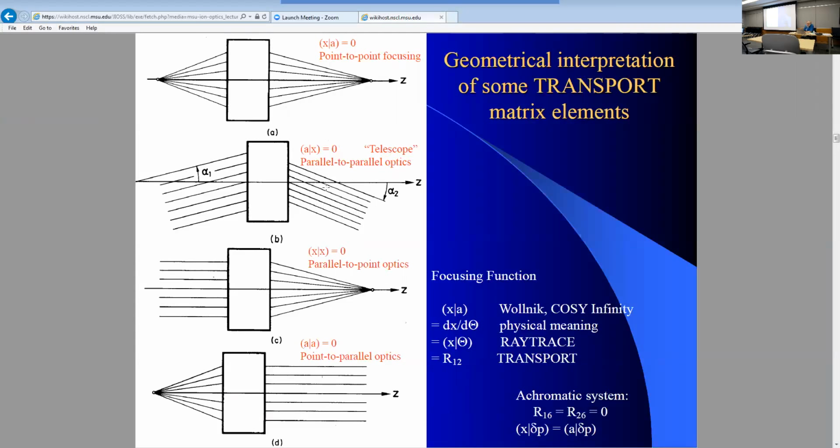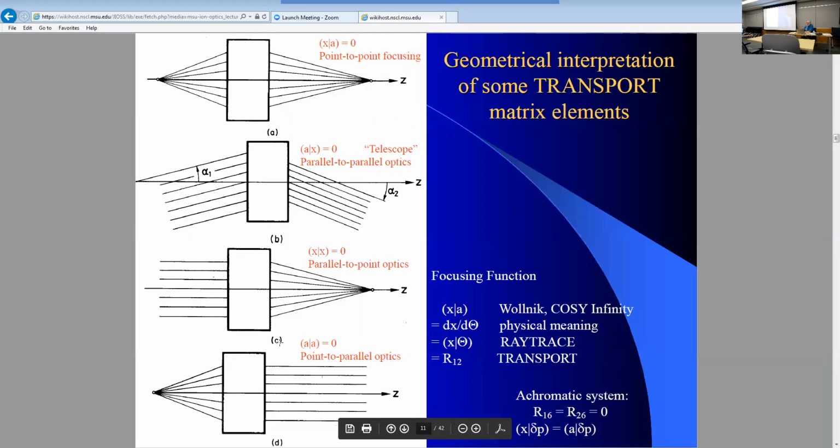Another is (x|x). Now, some people who don't know anything about ion optics cough at this and say, well, what does it mean if x divided by x is 1? Well, the second one is at the entrance, and the first one is at the exit. So you know it now, and you have a better understanding of what (x|x) means. If you change x here, nothing else, and x doesn't change at the exit, then you have something like this, which is called parallel-to-point optics. The same way, if you change the angle at the beginning and the angle doesn't change at the exit, it's point to parallel.